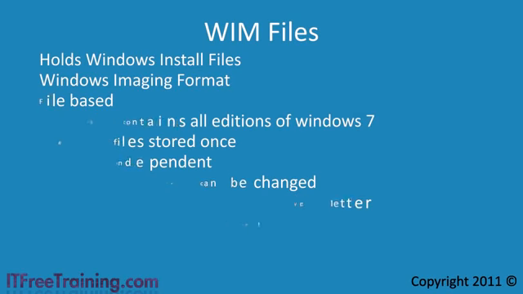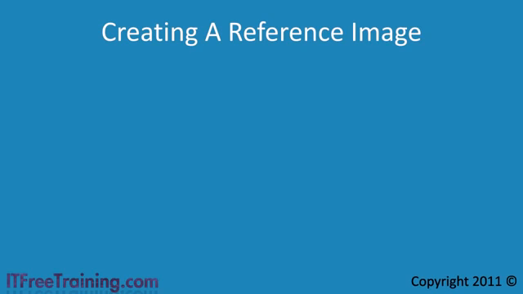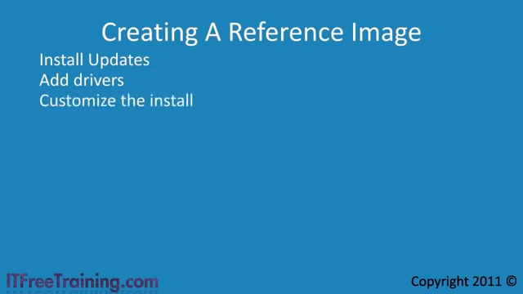To start deploying Windows, you first need to create a reference image. On this reference image, you install updates and additional drivers. You can also customize the install the way you want. For example, you can add shortcuts to the desktop and start menu. If your company has a particular way you want the desktop and start menu, you can change the reference image to look like this. You can also do things like add and disable features.